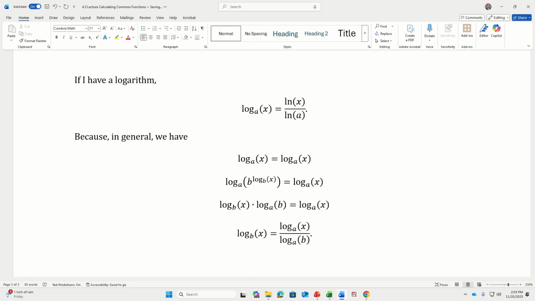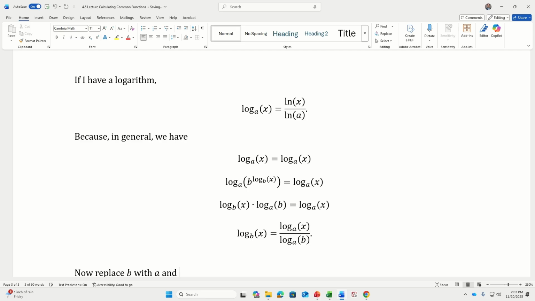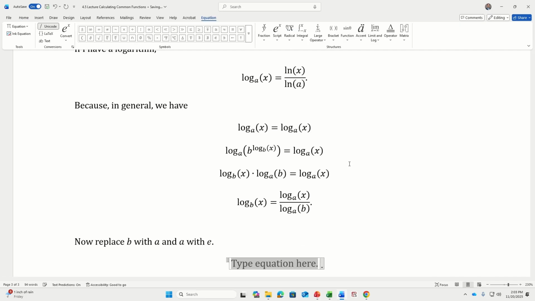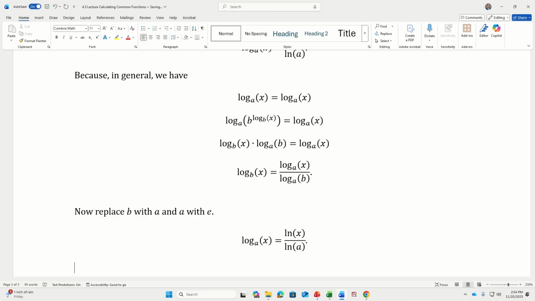And so this kind of looks like what I have above, but now replace b with a and a with e. We get logarithm base a of x is equal to natural log of x over natural log of a. Right?